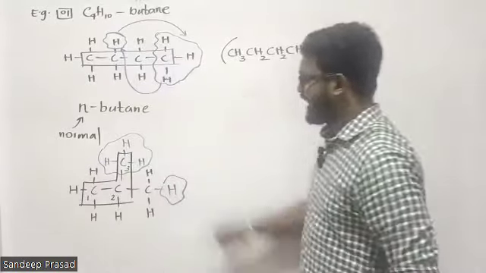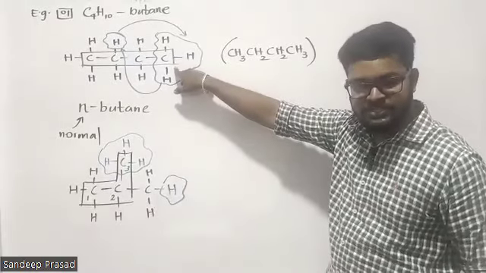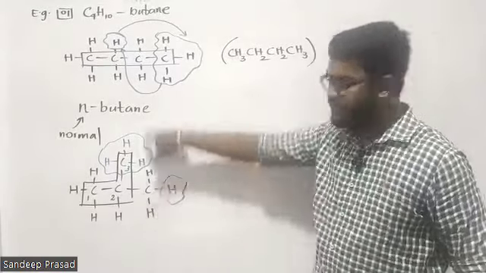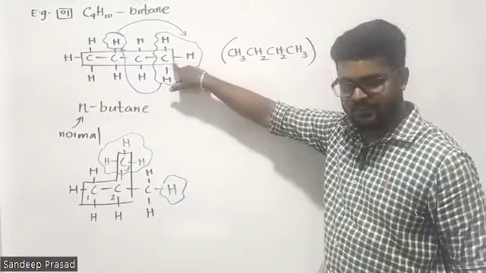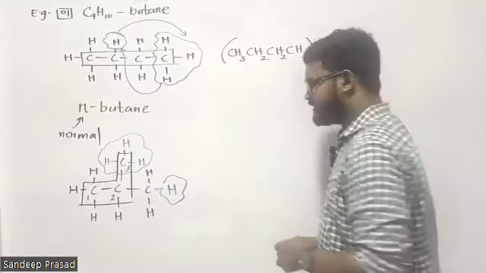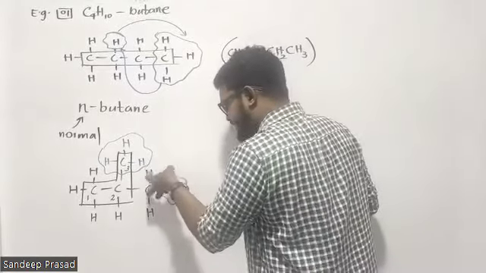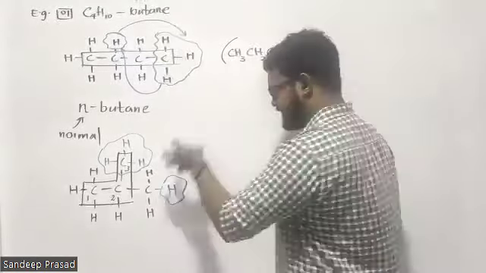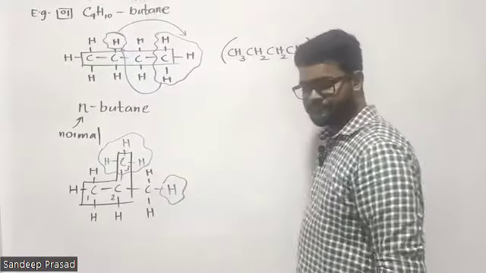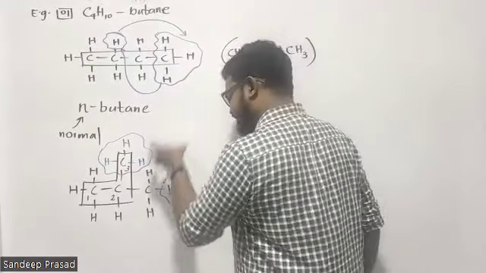Only three carbon atoms. Can you see that the carbon chain has been changed? The linearity is changed. Four carbon atoms were there, now we have only three. So what about this carbon atom? This carbon atom becomes a branch.